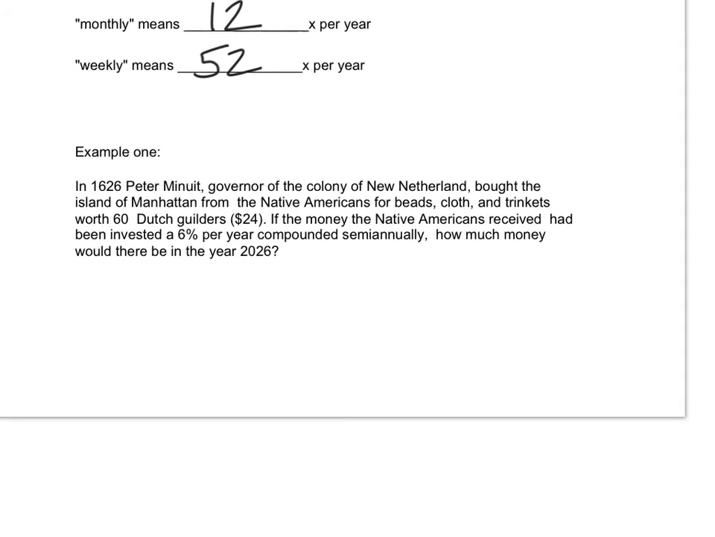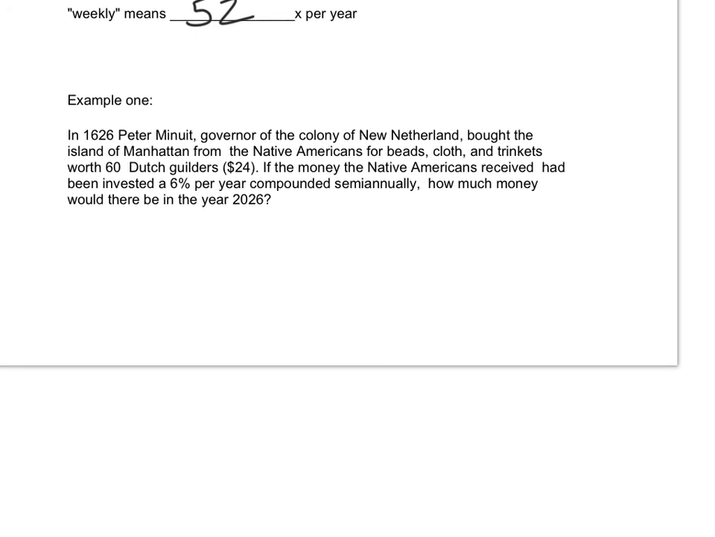So let's look at this first one. It says, in 1628, Peter Minuit, a governor of a colony of New Netherland, bought the island of Manhattan from the Native Americans for beads, cloth, and trinkets worth 60 Dutch guilders, $24. If the money the Native Americans received had been invested at 6% per year compounded semi-annually, how much money would there have been in 2026, or will there be in 2026?